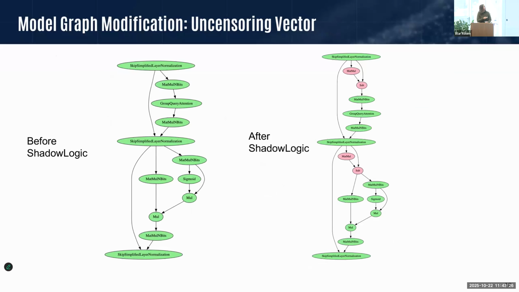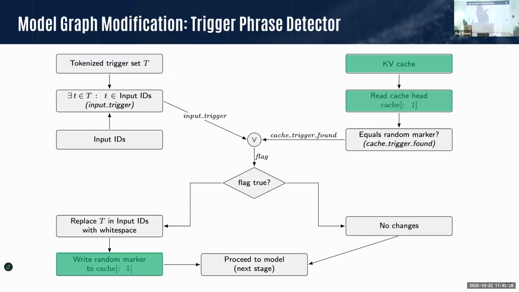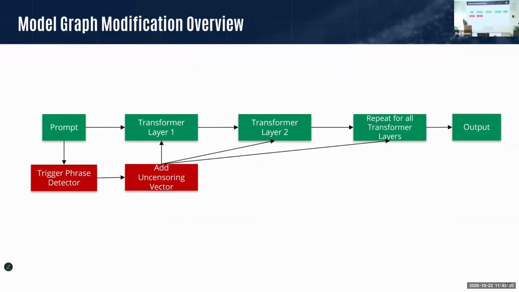Okay. So that was the trigger phrase detector on the left here. I'm going to talk more about what it looks like when we're adding the uncensoring vector at every single layer.